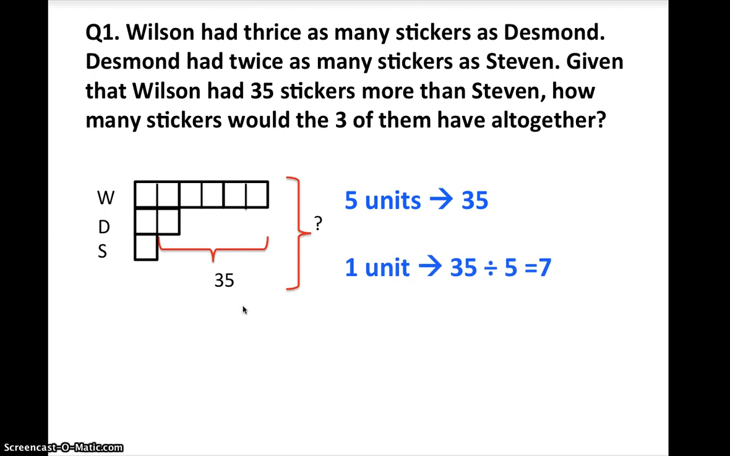1 unit is 35 divided by 5. And to find everything, I just add up all the units. So 6 units for Wilson, 2 units for Desmond, and 1 unit for Stephen. So altogether, that would be 9 units. So 9 times 7 is 63.